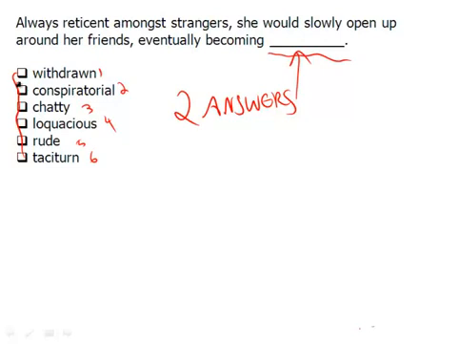Besides that little twist, it's really business as usual, in the sense that we are dealing with text completion strategies. The idea of, okay, we want to identify a type of sentence, and what type of sentence is this? Let's read it. Always reticent amongst strangers, it's a good word, reticent, she would slowly open up around her friends, eventually becoming blank. So there's a shift here, a shift in a person's behavior. So amongst strangers, she's one way, she's quiet, that is not talkative, she's reticent. She would slowly open up and eventually become, well, very talkative. So we just need 2 words that mean talkative.